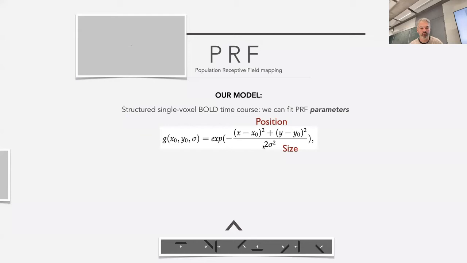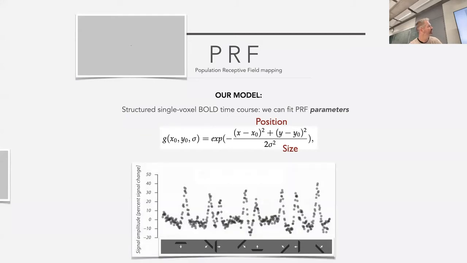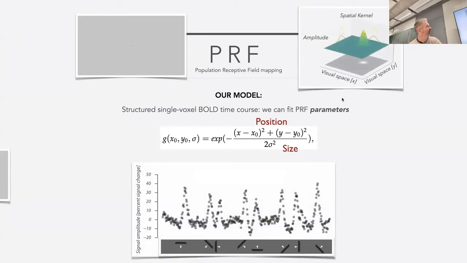And let me just show you the entire slide. So this is our model. In this case, with our bar and our voxels, we are not interested in orientation just yet. We're only interested in what portion of visual space makes the single location on the cortex fire, what causes its signals to rise.